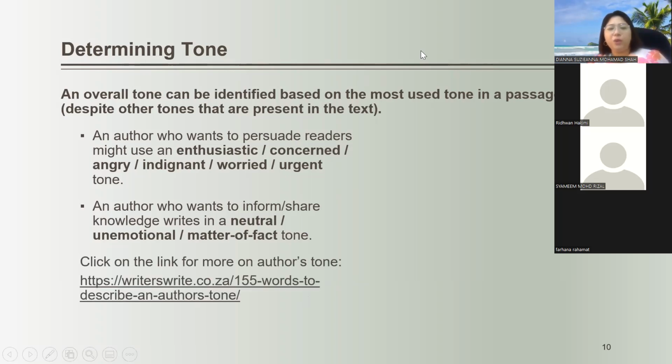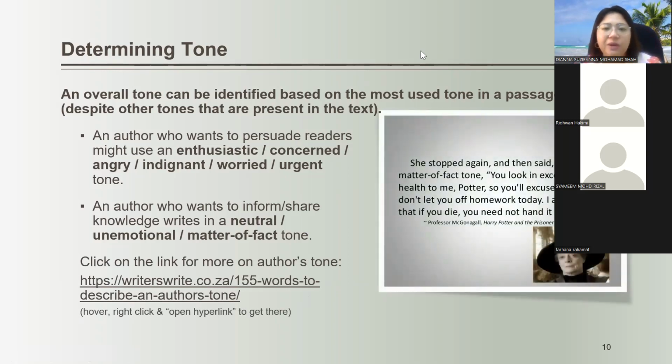Okay, so if you'd like to know more on determining tone, you can click on the link below. You can read on your own. Like I mentioned many times, if you have any doubt, please come back to me. We will discuss. All right.